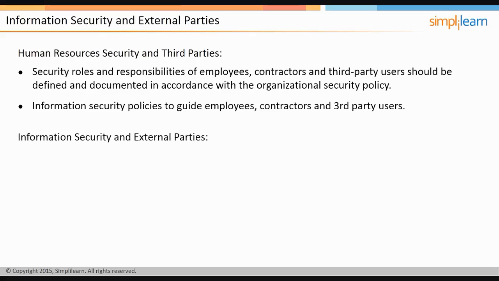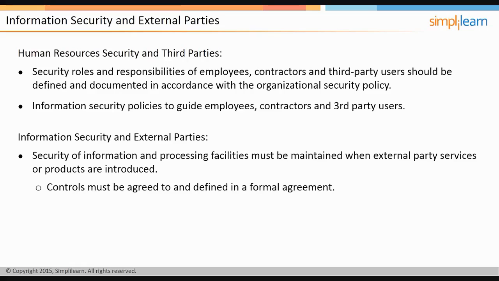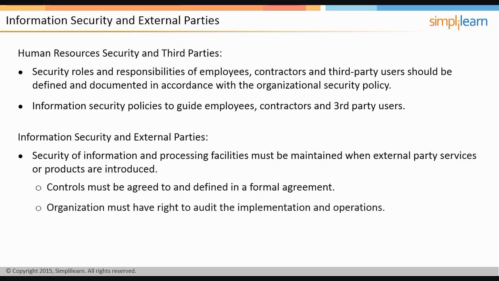Information security and external parties. Security of information and processing facilities must be maintained when external party services or products are introduced. Controls must be agreed to and defined in a formal agreement. Organization must have right to audit the implementation and operations.